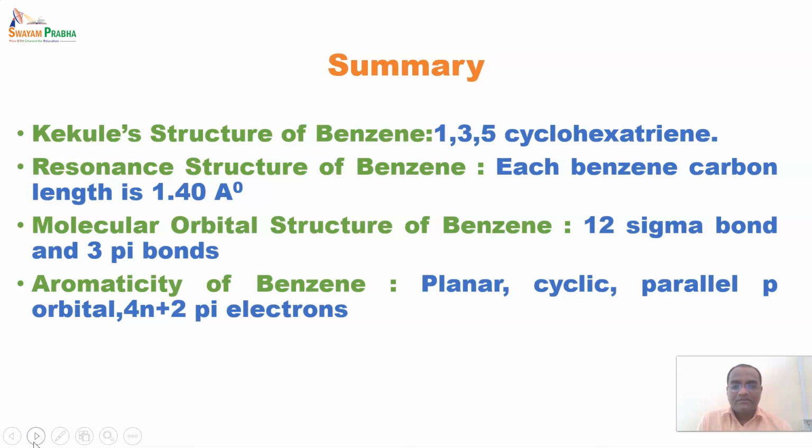And after that, we saw the aromaticity of benzene and some structures related to benzene which were not aromatic. So we saw these examples, and for the criteria of aromaticity, the compound should be planar, cyclic, and have parallel p orbitals for delocalization of electrons, and it should obey Huckel's rule, that is 4n plus 2 pi electrons.